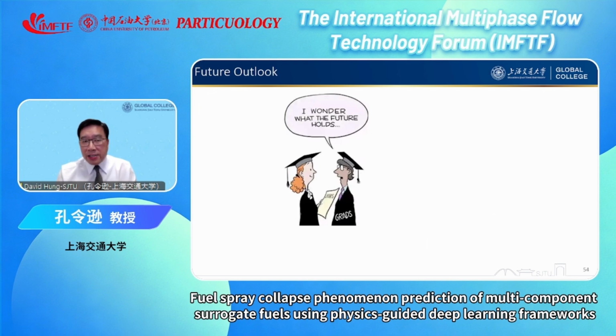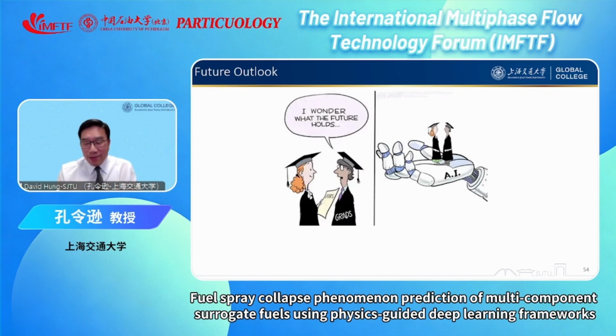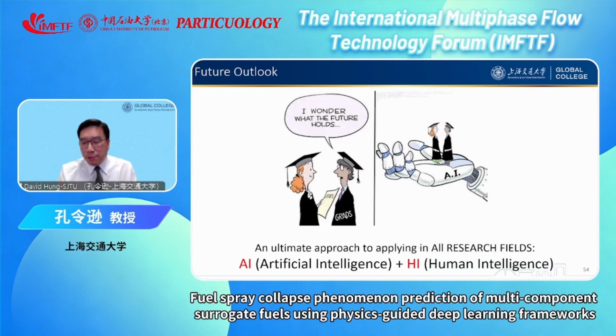I want to show this last picture. I like it because we have graduated and we have wondered what will hold our future. I think the future might be AI. But before we go into that final picture, we want to make sure that there must also be human intelligence. So whatever we are doing, whether it's spray or two-phase flow or something that we are excited about, if you are doing AI, definitely add our own human intelligence to it. That is, I think, the ultimate approach to solve most research field problems.